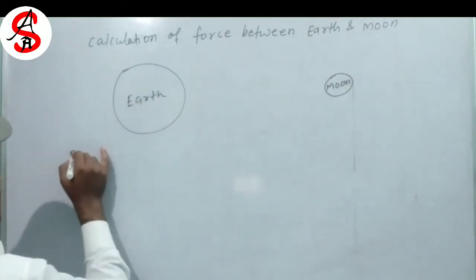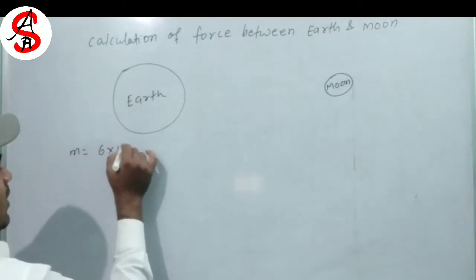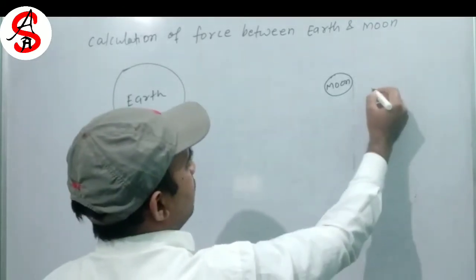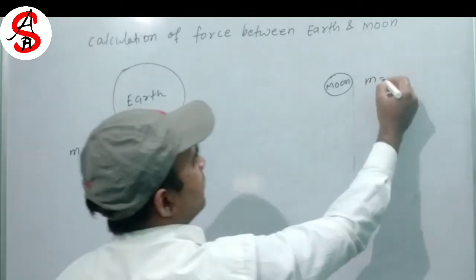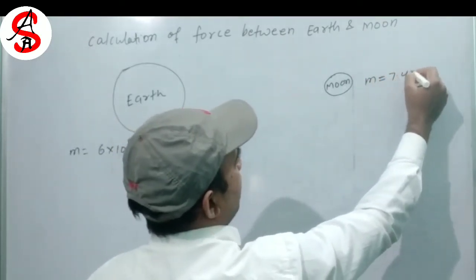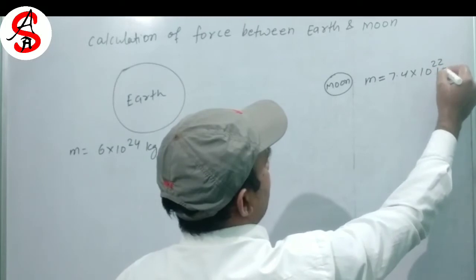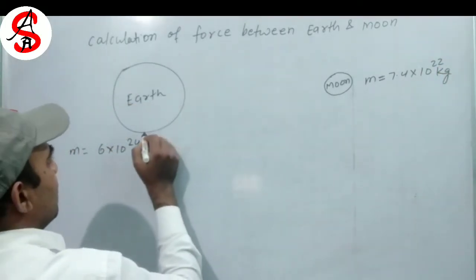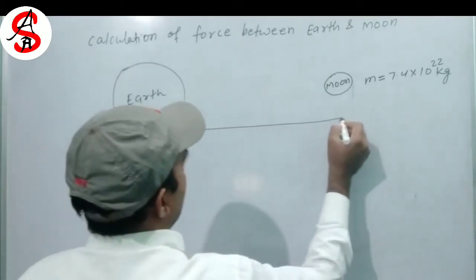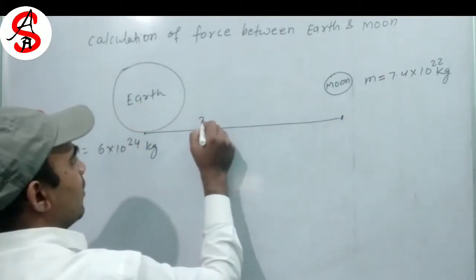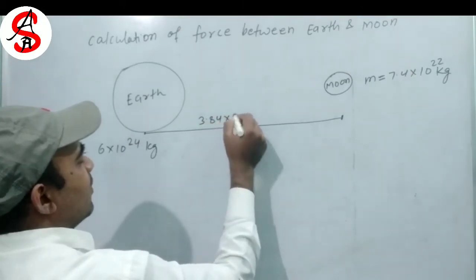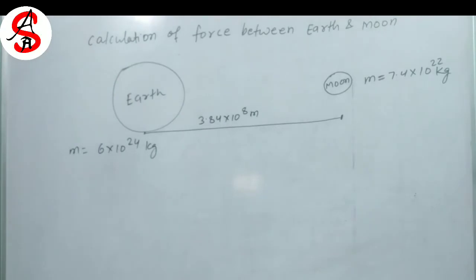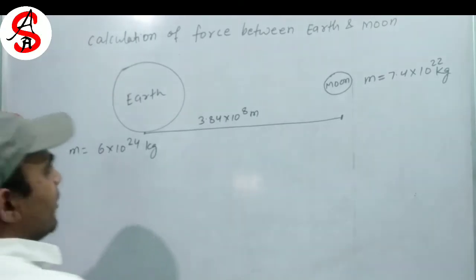The mass of the Earth is 6 into 10 to the power 24 kg and the mass of the Moon is 7.4 into 10 to the power 22 kg. The distance between Earth and Moon is 3.84 into 10 to the power 8 meter, or you can say 3.84 into 10 to the power 5 kilometer.